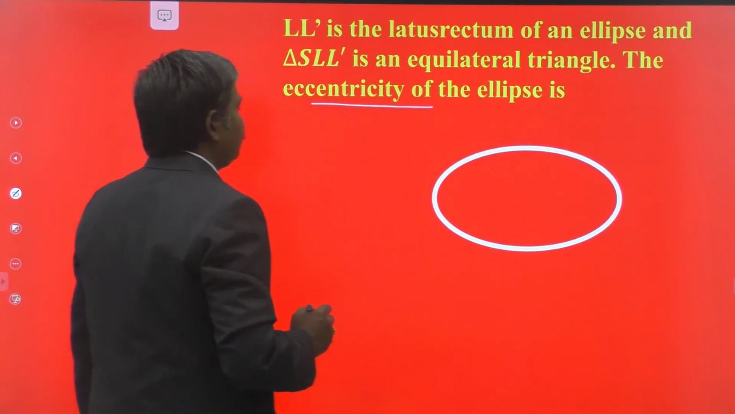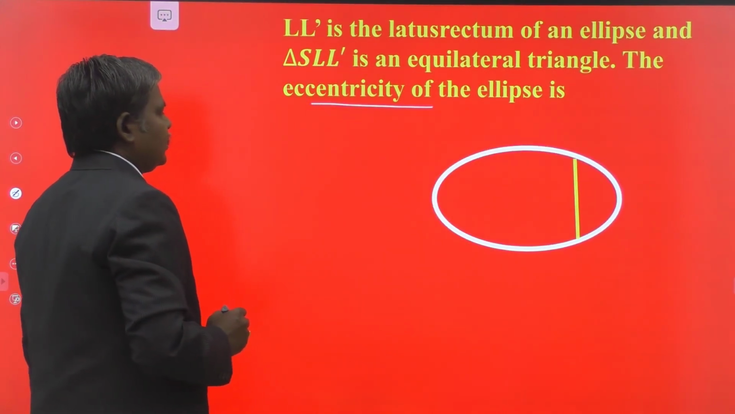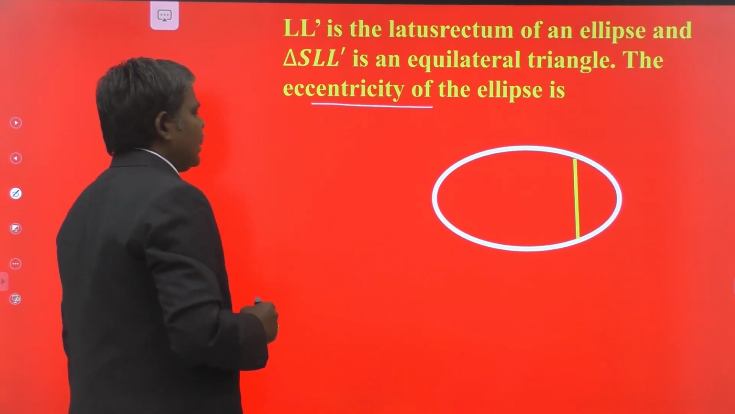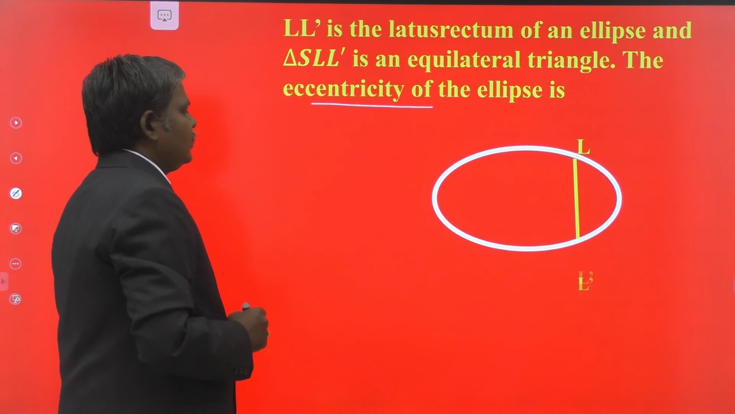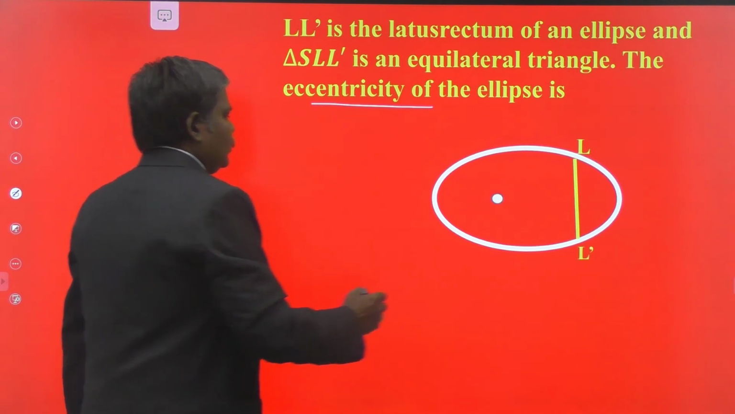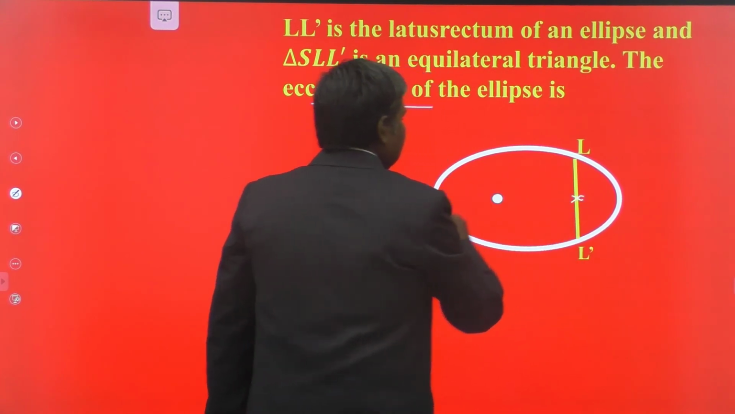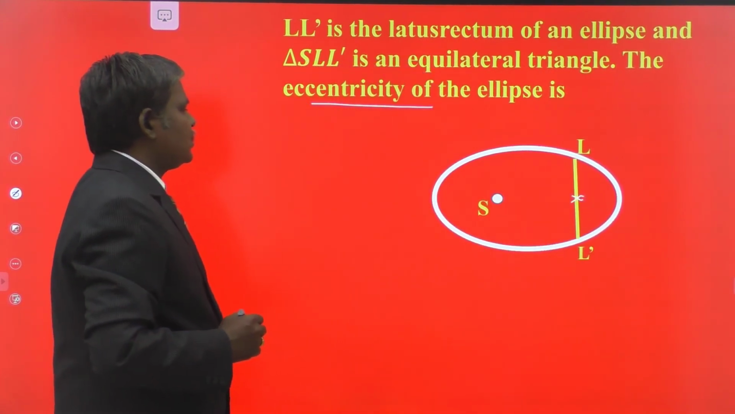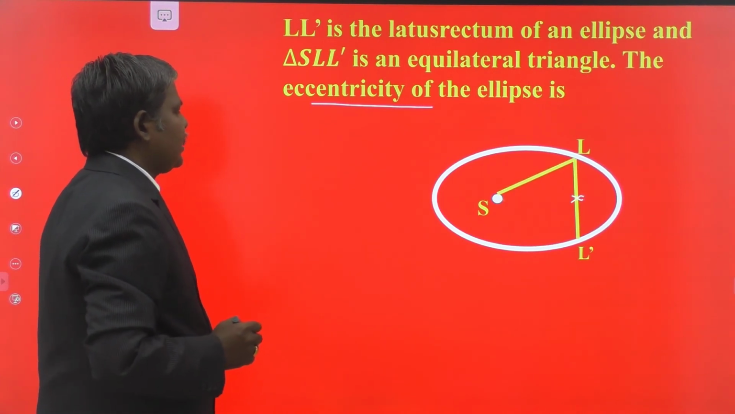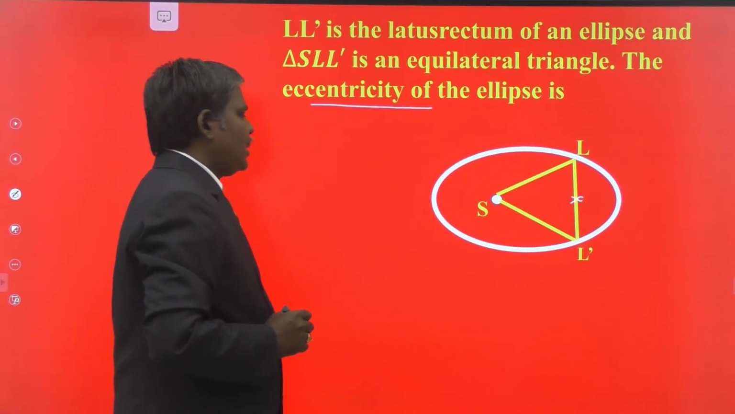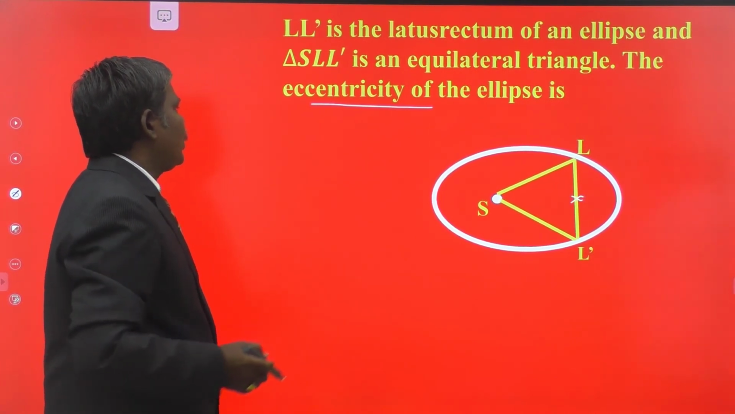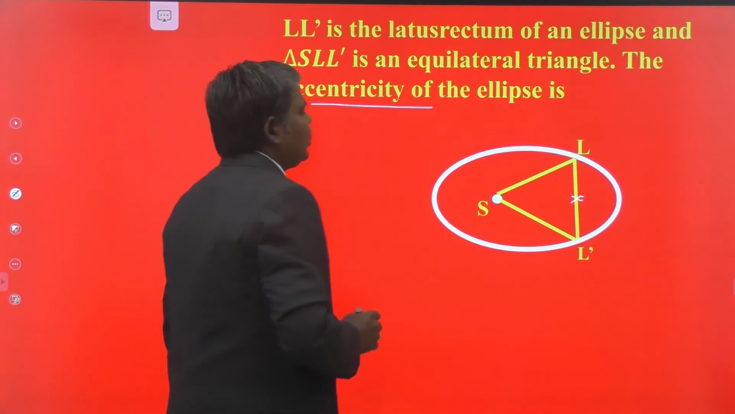This is an ellipse. It has the latus rectum passing through a focus, perpendicular to the major axis, and these are L and L dash. This is another focus, S dash. You have to form a triangle S, L, L dash. Now your triangle is an equilateral triangle. We have to find out the eccentricity of the ellipse.